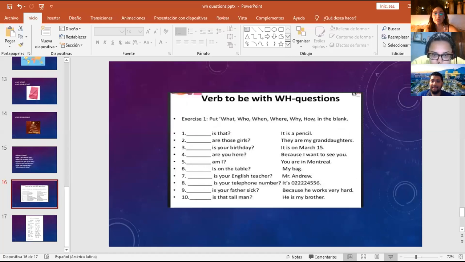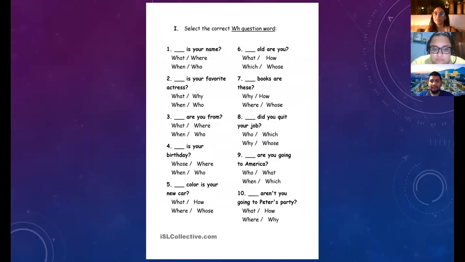Hágame un favor. Tómenle foto a ese, se lo voy a dejar de tarea. A ver. Una screenshot ahí. Y va a decidir. Ah, no sabe. Espérenme. Wait. Yeah, solo la número 8 no la haga. La demás sí. Igual, tómenle foto y la 8 no la conteste. Todavía no, falta ver eso.